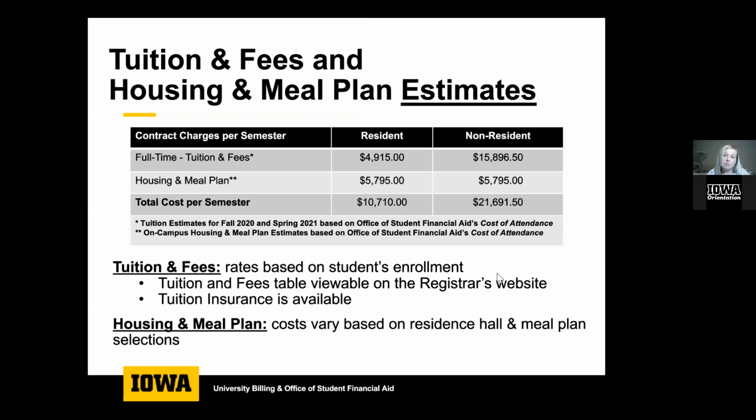Here's an example of tuition and housing and meal plan estimates for the upcoming school year. These are per semester estimates for an Iowa resident and a non-resident. Please keep in mind, I want to stress that these are estimates because these figures are definitely going to vary based on your student's program of study, as well as their housing and meal plan selections. But this should give you a good idea of per semester costs to plan for.